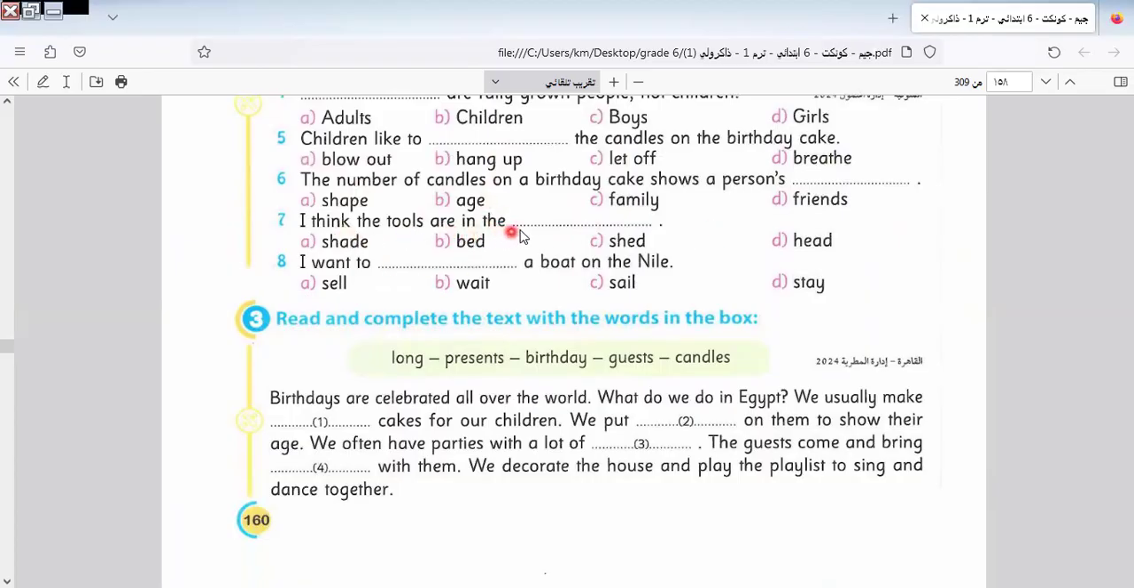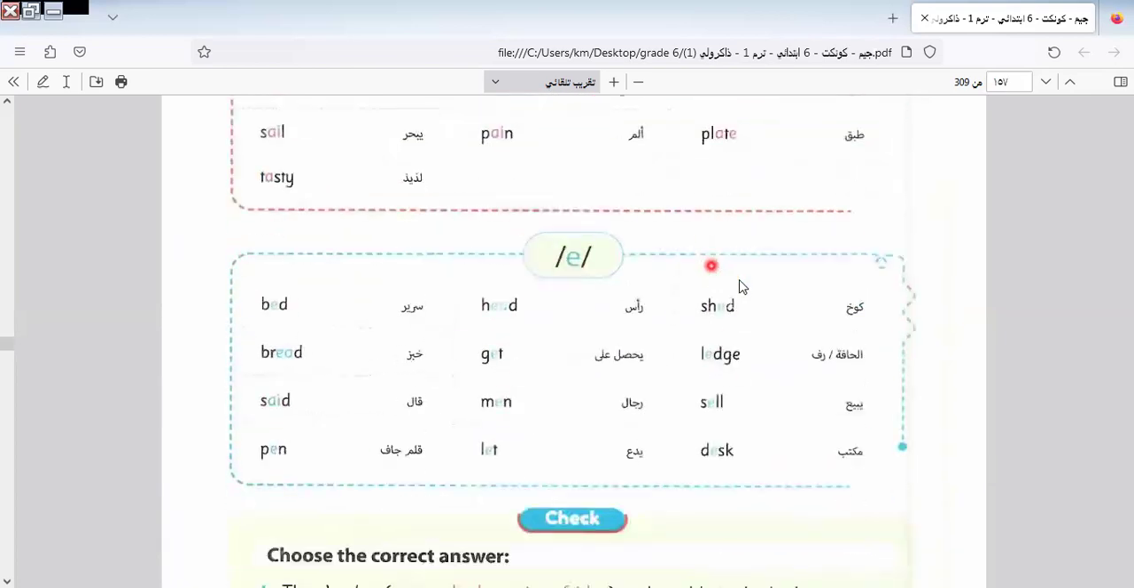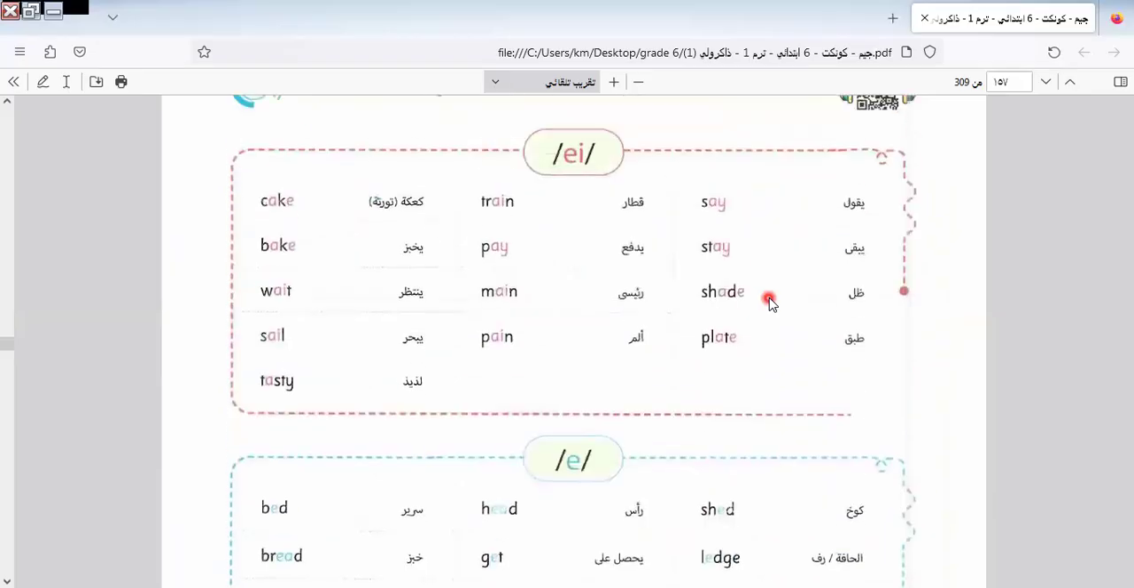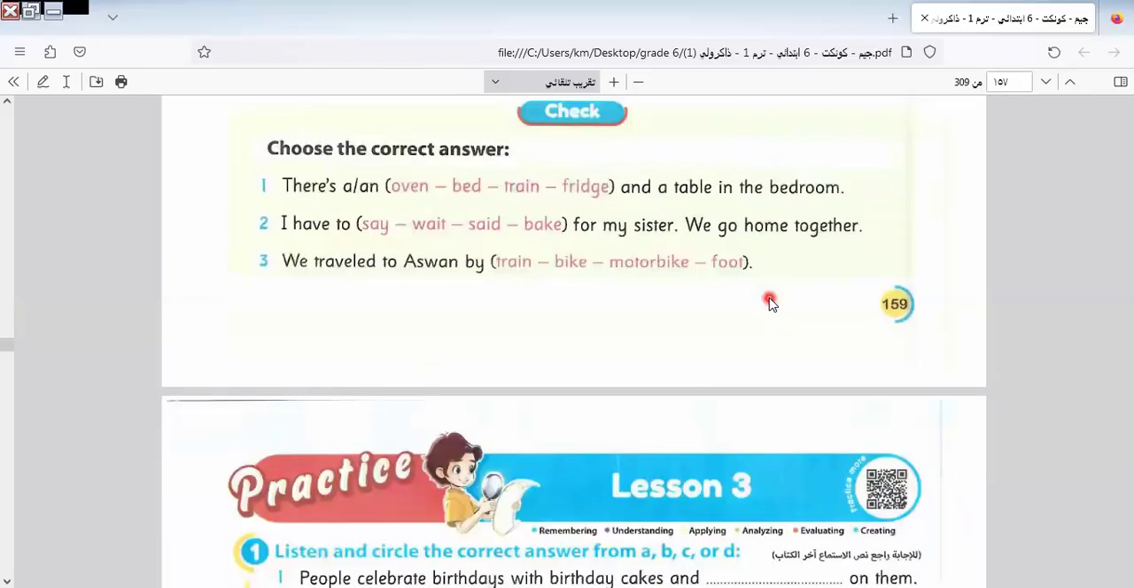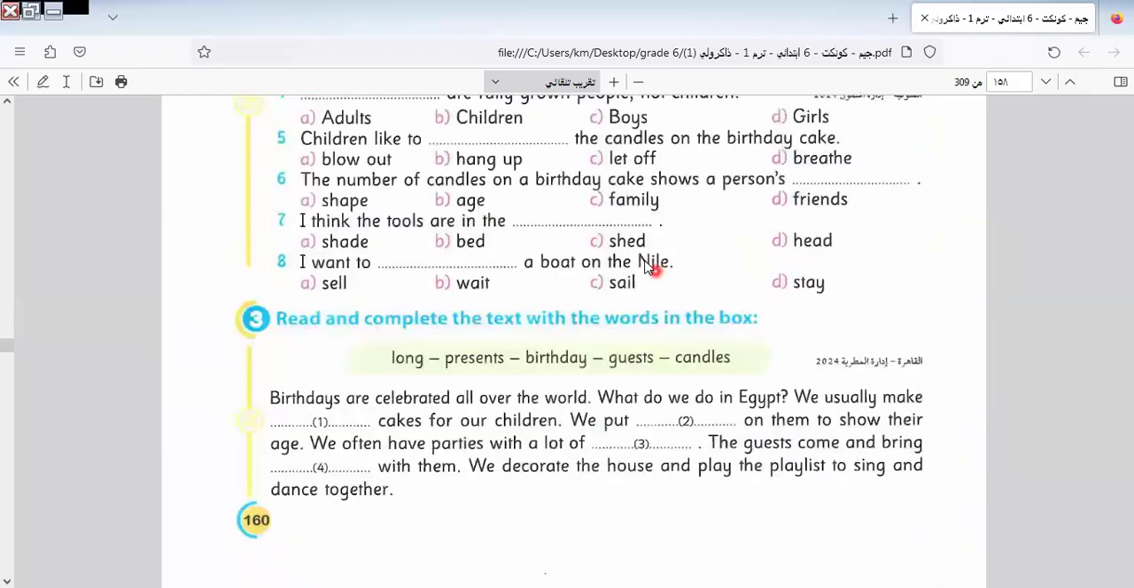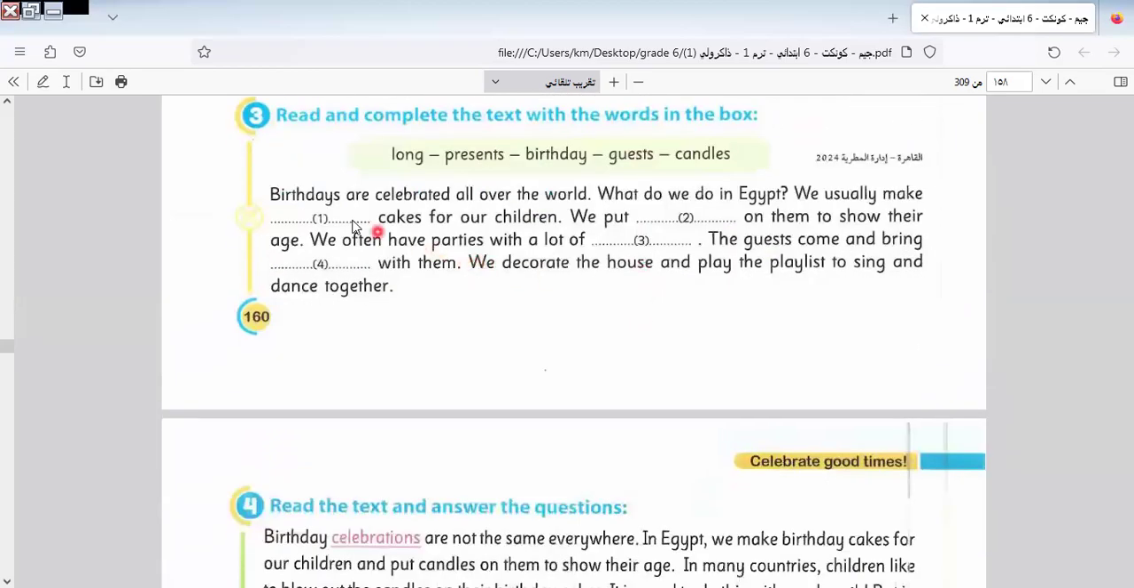I think the answer is in the sheet. Okay. What I want is a boat on the Nile to sail. To sail. Let's go to another one.